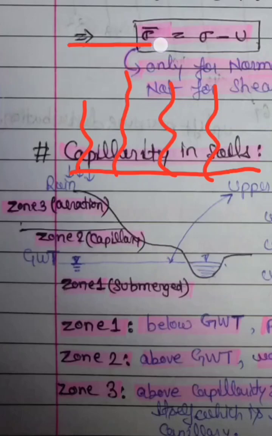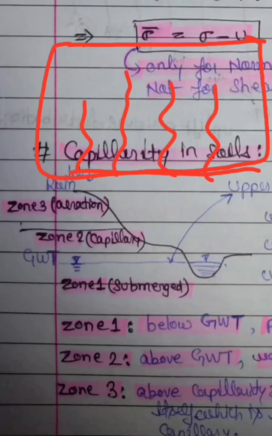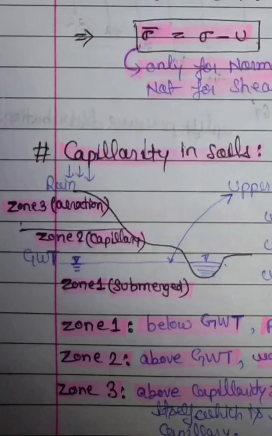So the depth of the soil mass up to which this capillary water can rise, this zone of the ground is called zone 2, which is the capillary zone. Above this capillary zone, the soil mass has a section in which the voids are completely filled by air and the water is very less in the voids. So that section is called zone 3, that is the aeration zone.